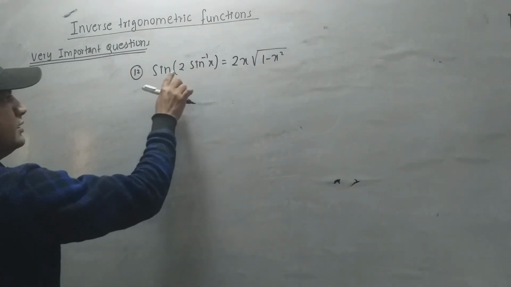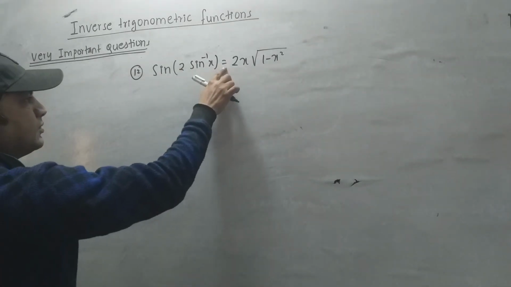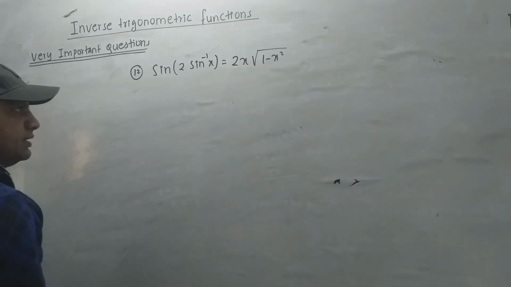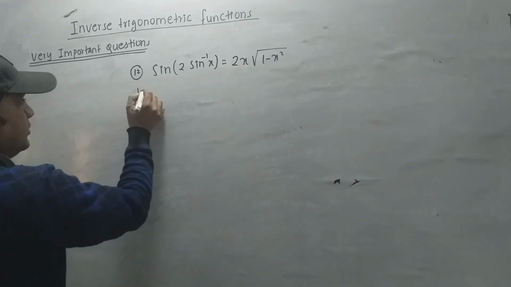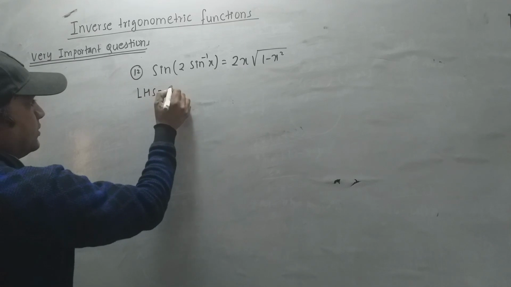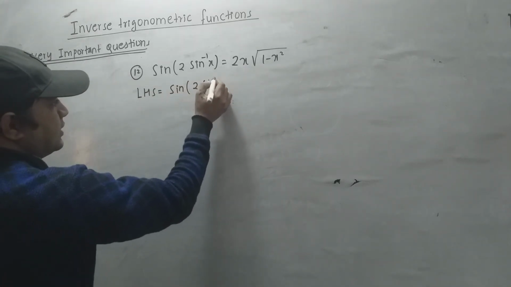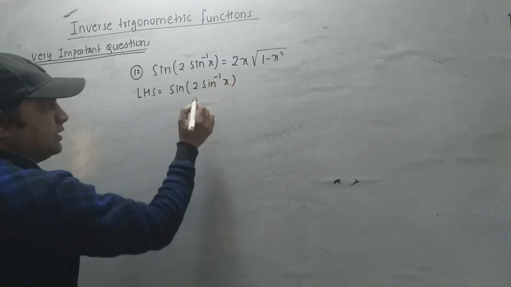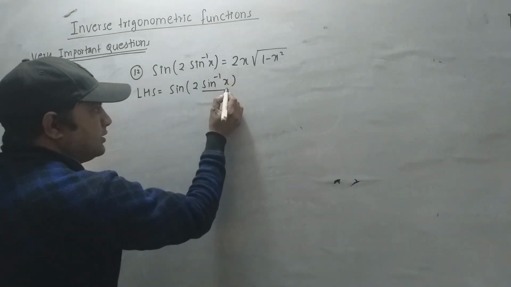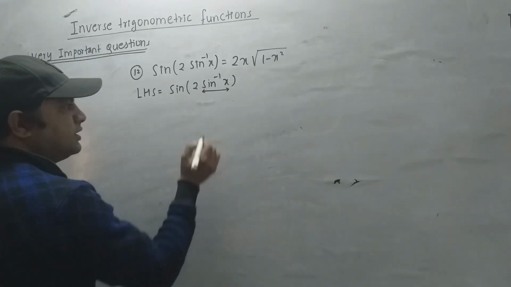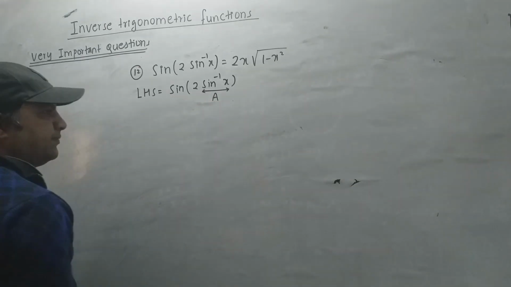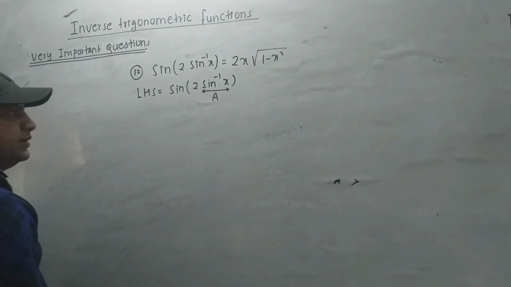So sine 2 sine inverse x equals 2x under root of 1 minus x square. So in the left hand side, here it is sine 2 sine inverse x. Now this sine inverse x, you replace that by a. So the simplification will be easier here.